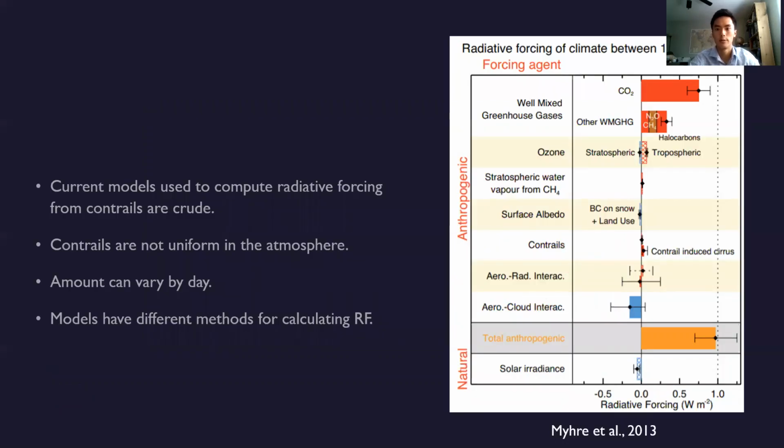Now, models for radiative forcing. Current models are crude because contrails are not uniform in the atmosphere. They vary day by day, and they only exist in areas when there's dense flight traffic. In addition to that, there are many models which have different parameterizations, different methods for calculating RF. So all these combined will yield a range of possible RF values from contrails with low confidence. We can contrast this with well-mixed greenhouse gases, such as CO2, because they're pretty uniform in the atmosphere. So scientists can narrow down the concentrated values of CO2 in the atmosphere to provide a more reliable, higher confidence estimate of the radiative forcing from carbon dioxide.